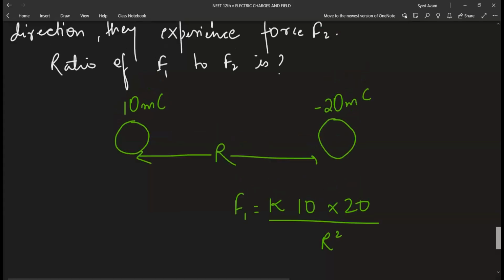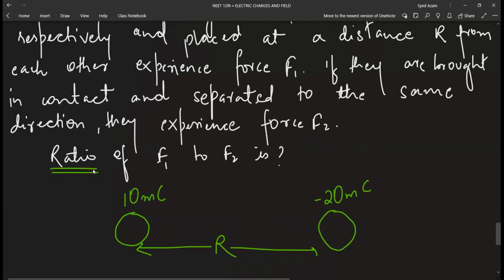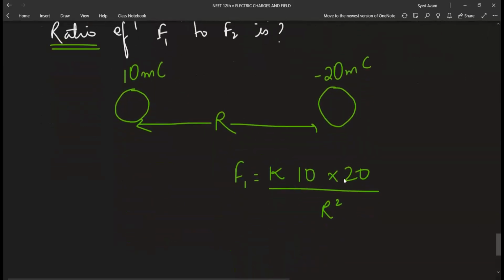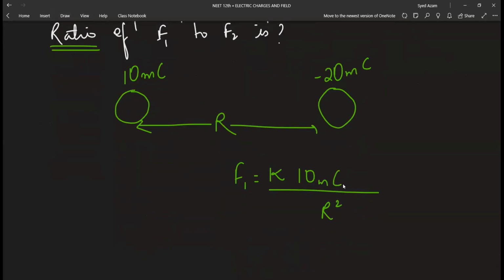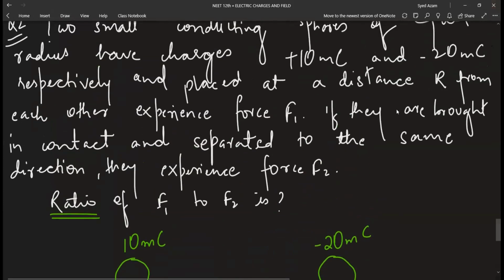See, this is a question of ratio. If you see, you have to calculate the ratio. So in this case, I'm just putting this as millicoulomb only because it will eventually get cancelled. So this is 10 millicoulomb into 20 millicoulomb. Now, see, this is our Coulombic force. The second part says here, if you read, if they are brought in contact and then they are separated to the same direction, they experience force F2.